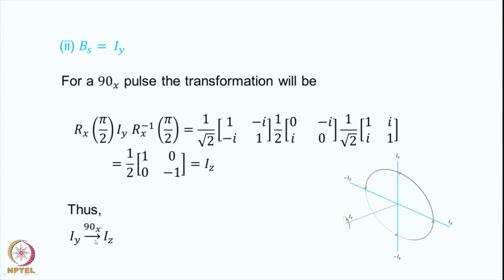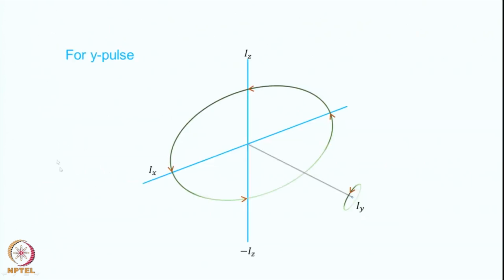So this is the way we can look at all of this in a comprehensive manner. So this Iy goes to Iz. So for a Y pulse, earlier I wrote an X pulse. So what does the Y pulse do?